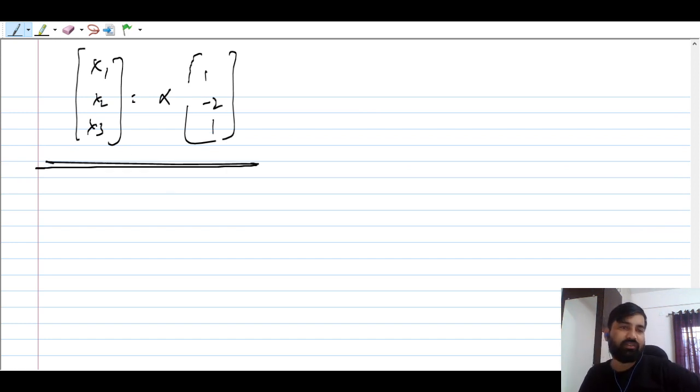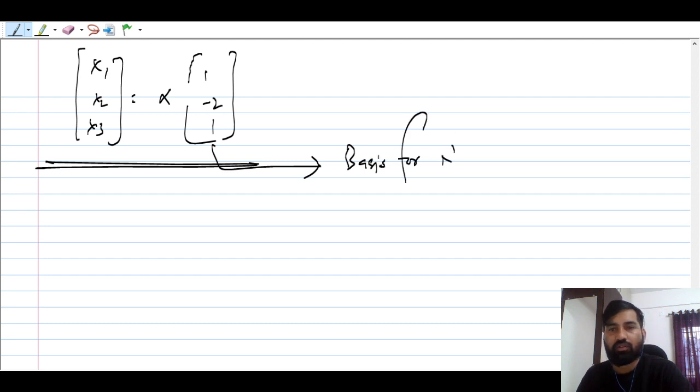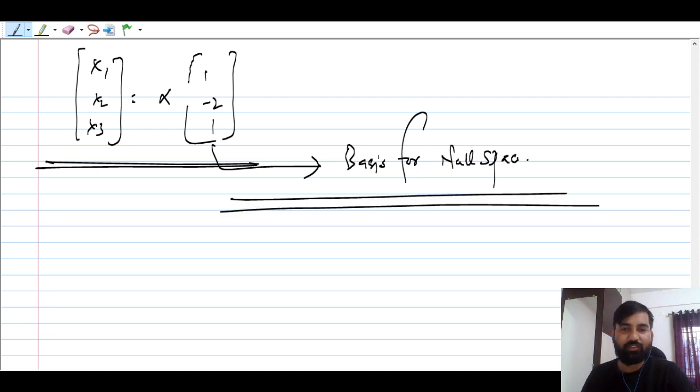So guys, remember, this can fill the entire space: scalar times the vector. This vector is nothing but the basis for null space. What do we call this vector? This vector is nothing but the basis for null space. Please remember, guys, this is a very important thing that I'm telling you. These vectors are the basis for null space.